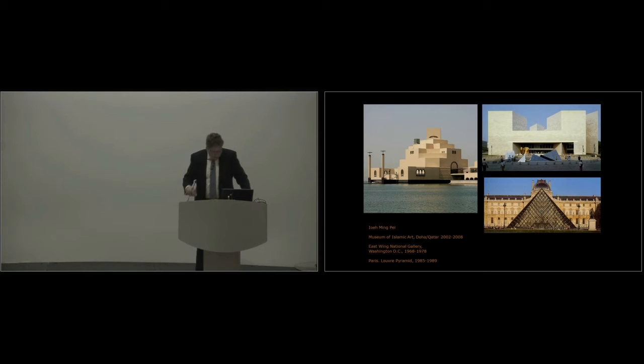And Pei also went step by step from several museum buildings. He did before, like the famous revitalization of the Louvre with this pyramid, or the East Wing of the National Gallery of Washington. So he was very much experienced as well with the Holocaust Museum, with different topics and displaying collections in specific spaces.